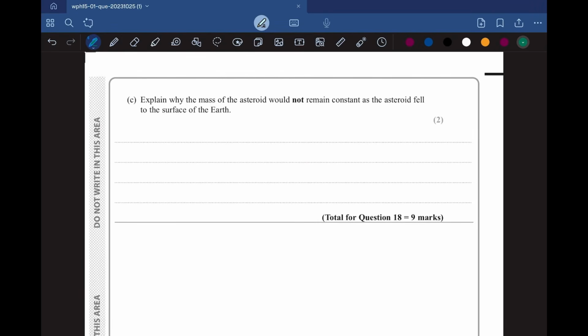Explain why the mass of the asteroid would not remain constant as the asteroid fell to the surface of the earth. So basically let's think of it like this. This is the earth and this is the asteroid. When the asteroid is falling to the earth, its motion is downward, and we know friction always acts opposite to the direction of motion. So the friction will be acting in the opposite direction. As the frictional force acts on the asteroid, work will be done by the frictional force on the asteroid.